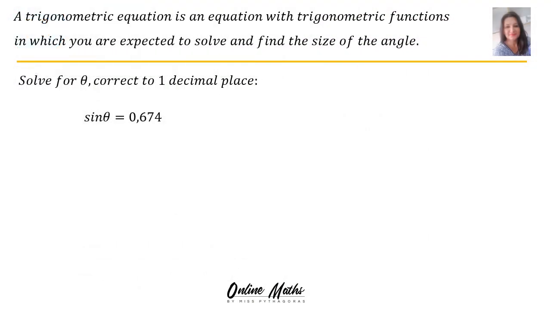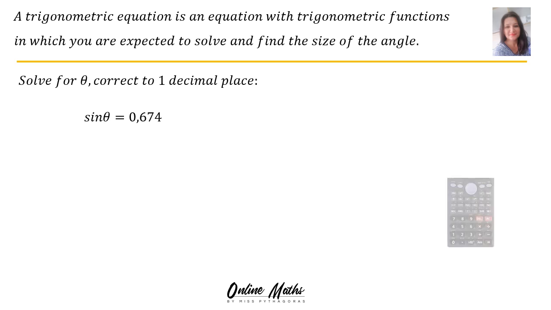A trigonometric equation is an equation with trigonometric functions in which you are expected to solve and find the size of the angle. Then the question is: solve for theta correct to 1 decimal place. And then I give you sin theta equals 0,674.